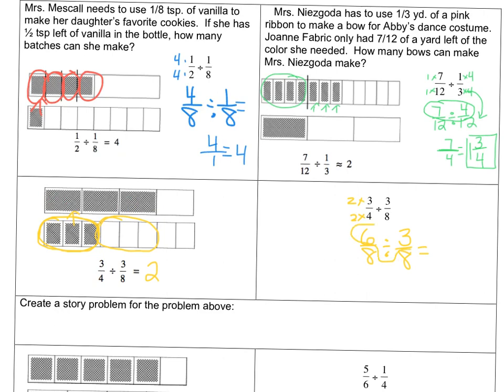I take those lovely numerators right here, 6 divided by 3, and I get 2. Again, 8 divided by 8 is 1. Any number divided by 1, like this, is itself. So I'm not even going to write that part right there. I would like to challenge you now to create a story problem about this particular model right up here. I gave you 2 examples of story problems with Mrs. Meskel's cookies and then my daughter with her bows. See if you can come up with a situation that makes sense and is reasonable.